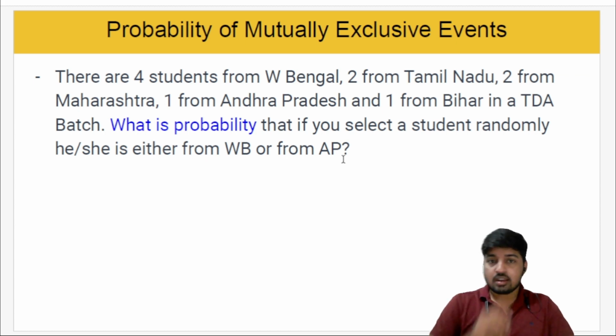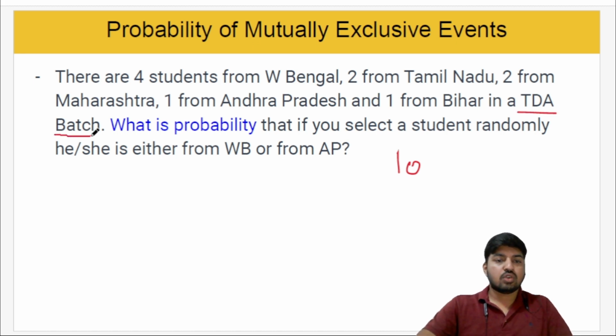Okay. So now here is a problem you all can solve with pen and paper, a very easy problem. There are 4 students from West Bengal, 2 from Tamil Nadu, 2 from Maharashtra, 1 from Andhra Pradesh and 1 from Bihar. So in total, I guess if I'm not wrong, it is 10 students. Correct? 4 plus 2 plus 2 plus 1 plus 1. So in the TDA batch, these are the students. Now I am asking: what is the probability that if you select a student randomly, he or she is either from West Bengal or from Andhra Pradesh? How to calculate that?